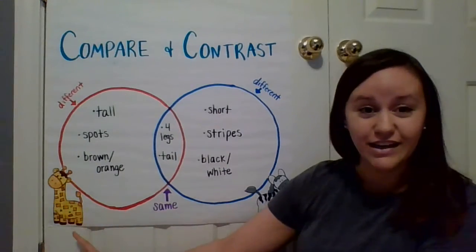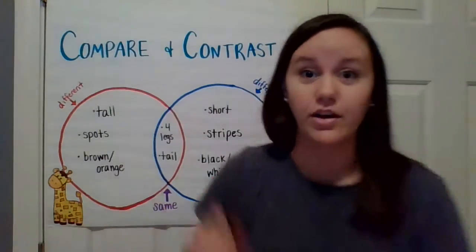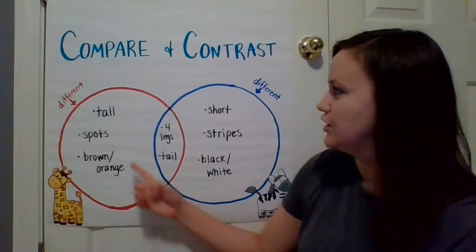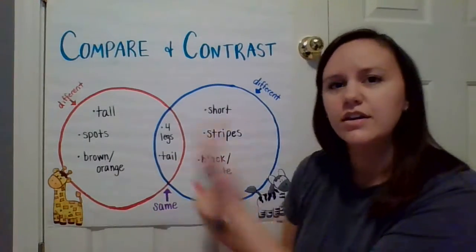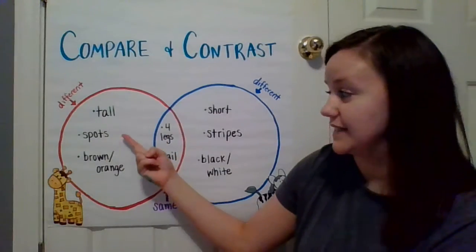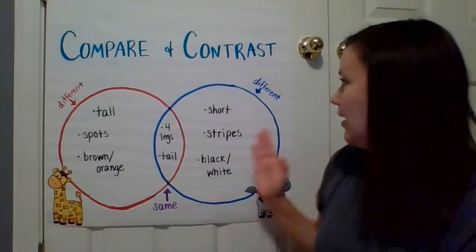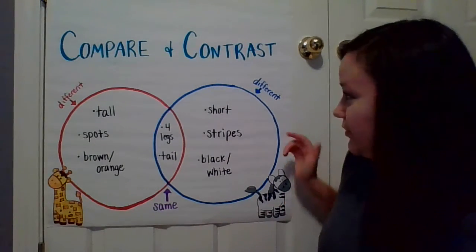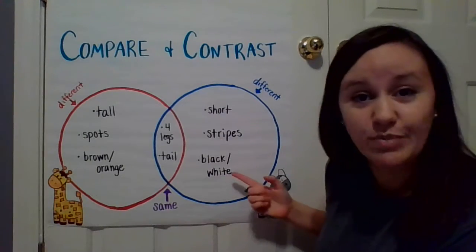So I have right here a giraffe and a zebra, just two animals that we can quickly compare and contrast some things about. So thinking about a giraffe, what are some things about a giraffe that's different from a zebra? Well, a giraffe is tall, it has spots, and it's brown and orange in color. And a zebra, how's a zebra different? Well, a zebra is short, a zebra has stripes, and a zebra is black and white in color.